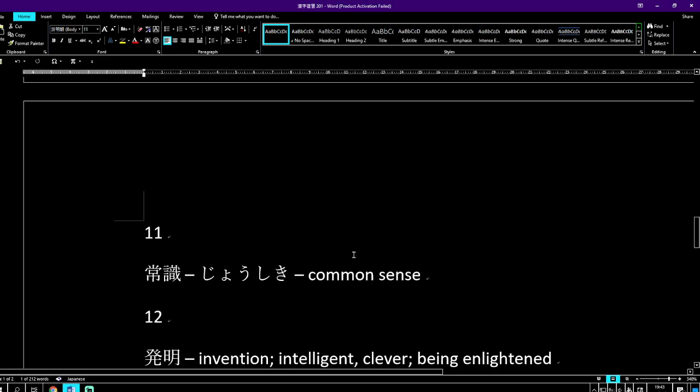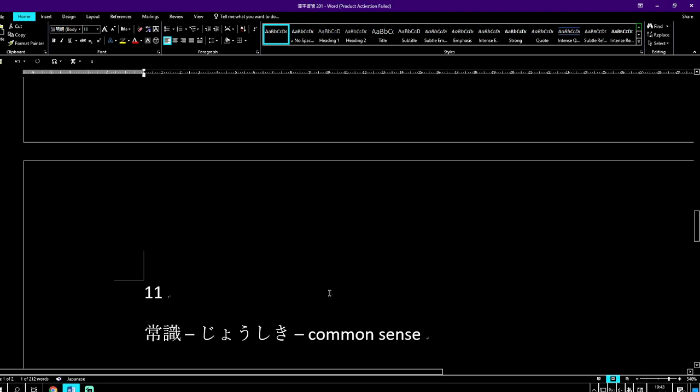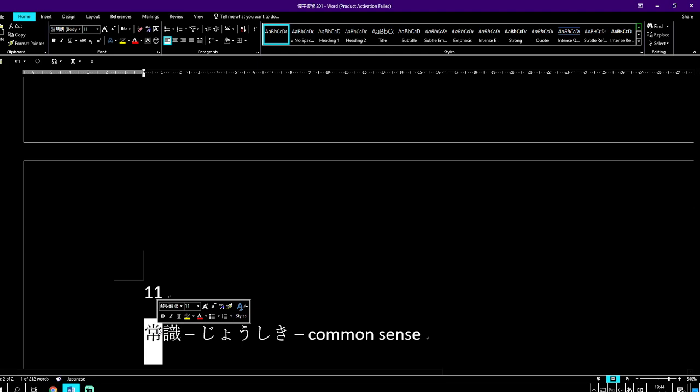Number 11 is joshiki, common sense. We already learned lack of sense, which is hijoshiki, with the hi at the beginning meaning lack of. And joshiki is the opposite of that, or common sense. Jo on the left side means regular, and shiki on the right side means consciousness or sense, discriminating. Joshiki is usual discriminating thought, I should say.